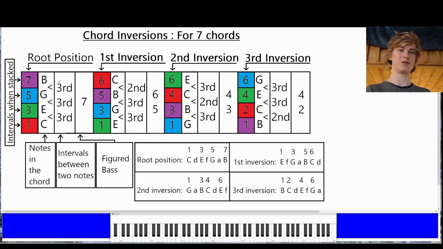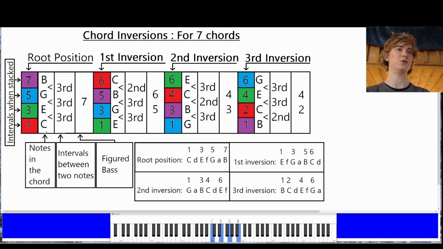This table up here is going to help you understand what is going on throughout this video. As you can see, here are the intervals when stacked. When I stack that chord, you can see that I have a 1, 3, 5, and 7, because it's all in relationship to this root note. So you have your 1 here. From your 1, you have a 3. From your 1, now you have a 5. And from your 1, now you have a 7. It's good just to understand this.